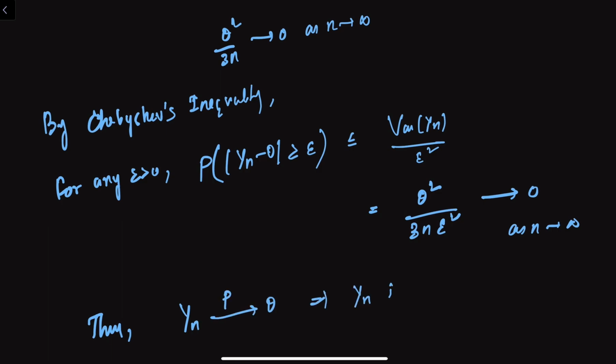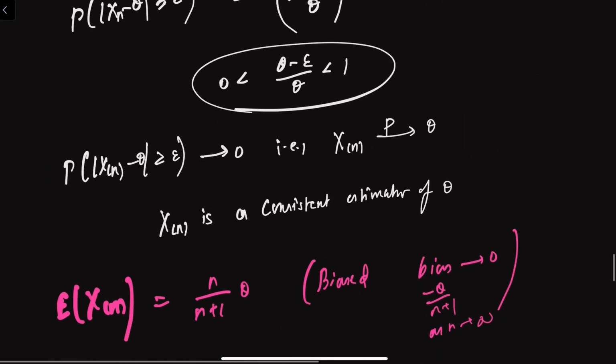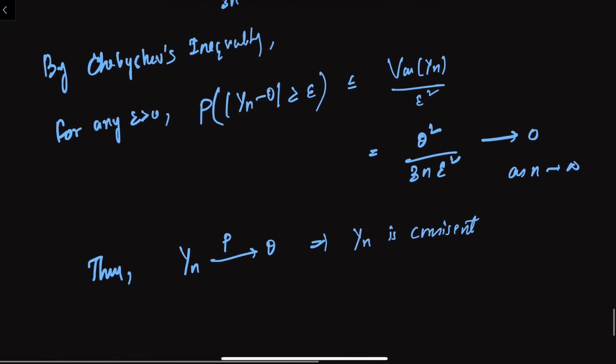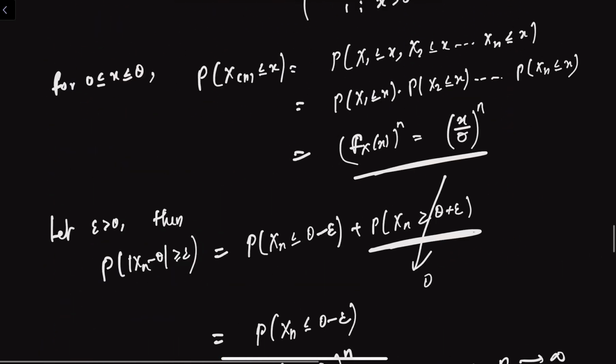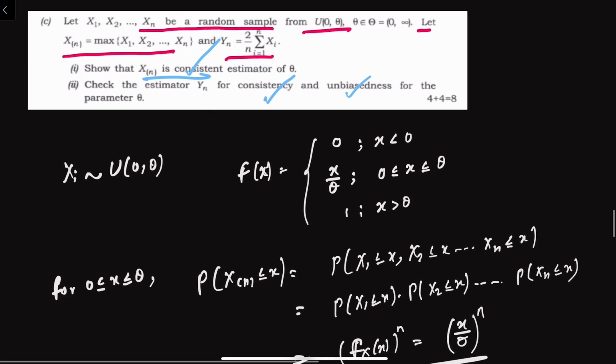So that means Yn is consistent. Yn is unbiased and Yn is also consistent. So it is consistent and unbiased, and Xn is also consistent. So that's it for this video. We'll meet in the next.